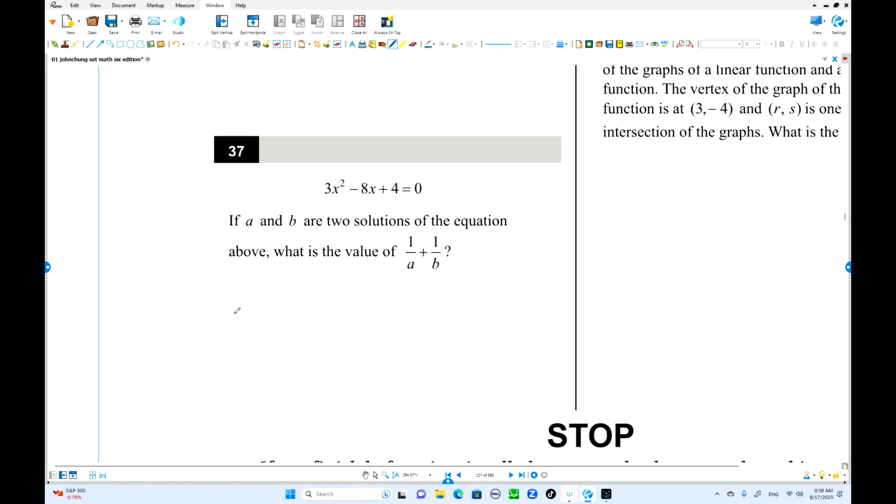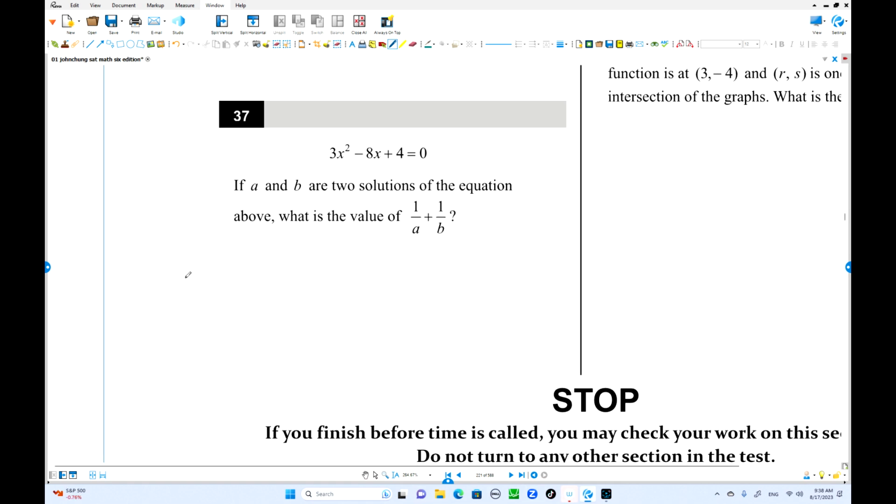All right. The next one, number 37. A and B are two solutions of the equation above. What is the value of 1 over A plus 1 over B? You know that this is the sum and product of the roots of the equation, which is called Vieta's formula, okay?